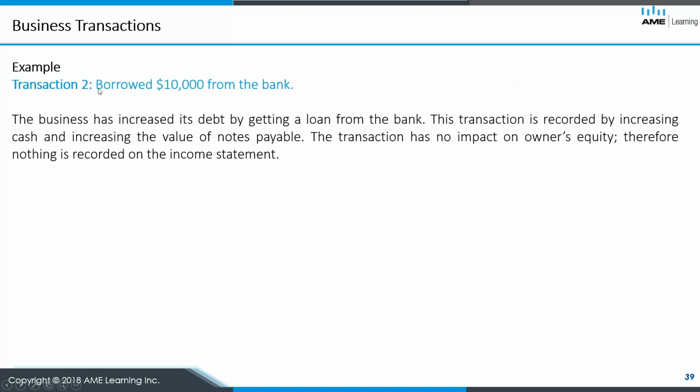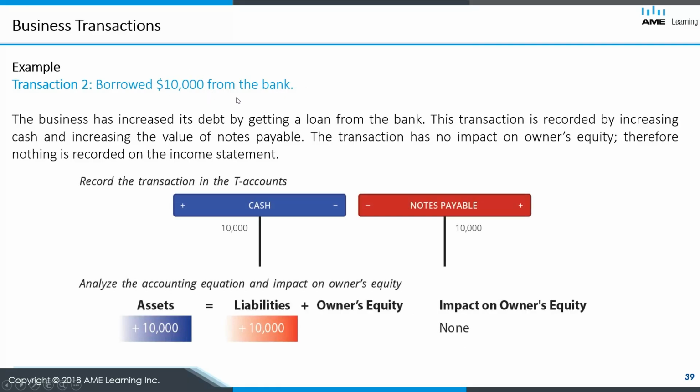Okay, here in transaction 2, if our business borrowed $10,000 from the bank, similar to just taking a loan out, what we discussed in chapter 1, we have cash going up and we have a liability increasing as well. Notes payable here in this instance. And let's notice that this has payable in the name, just like accounts payable.